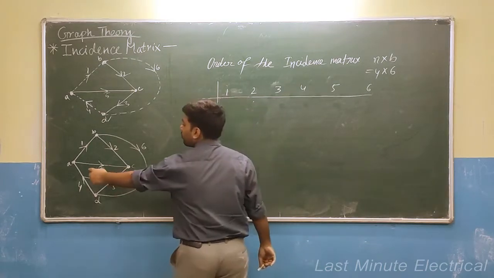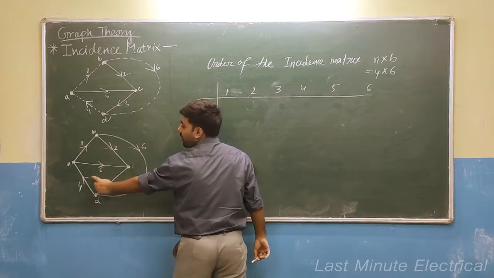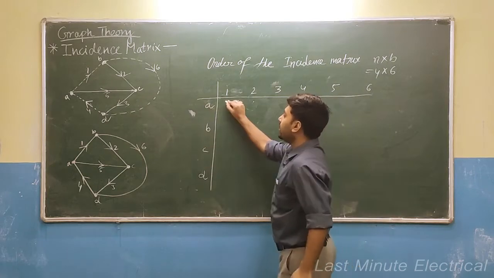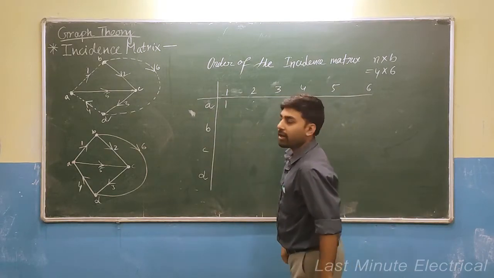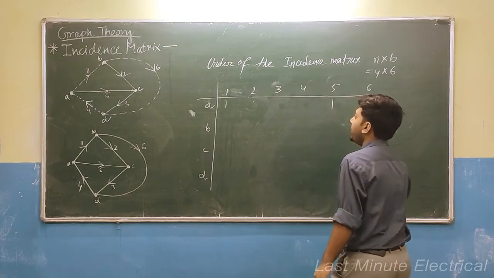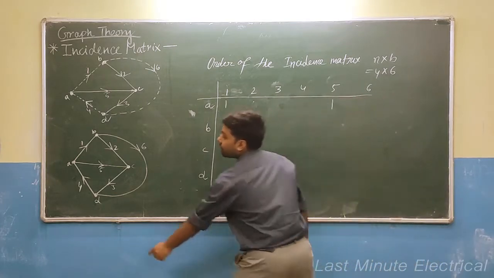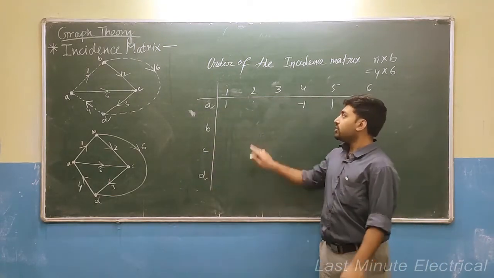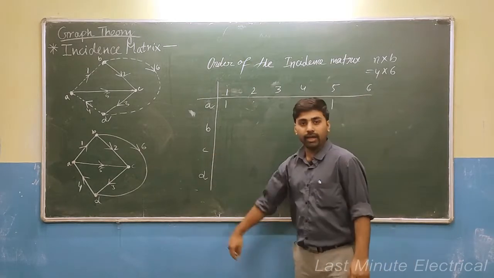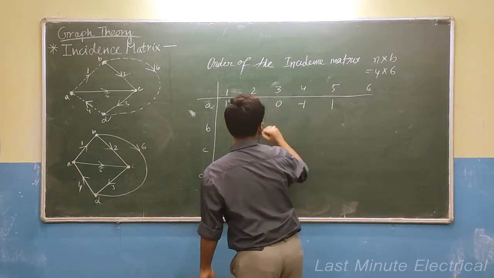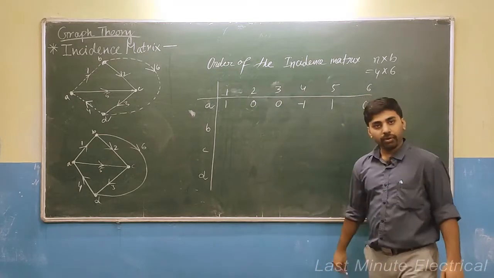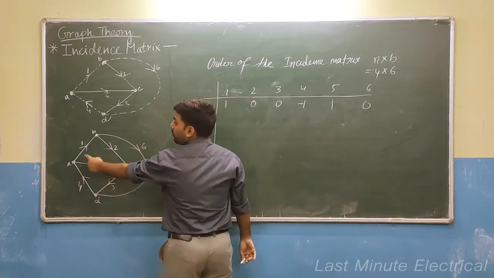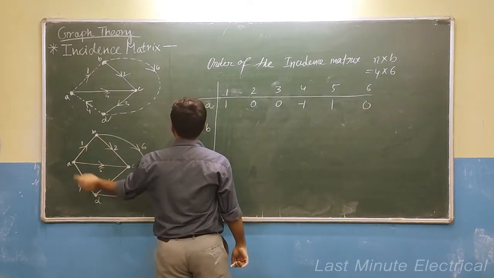Now see, I am considering node 1. You can clearly see branch 1 and branch 5 are outgoing. So if you consider node A, branch 1 is outgoing, so I am taking it as 1. Branch 5 is outgoing, I am taking it as 1. Branch 4 is incoming to node A, so I will take it as -1. Rest of the branch is not associated with node A, so I will take it as 0.